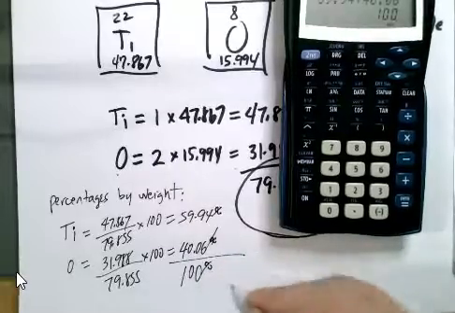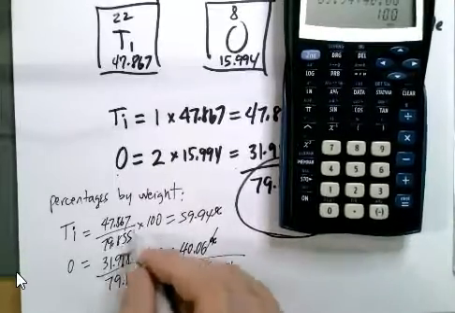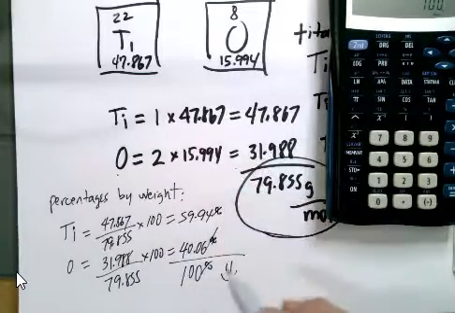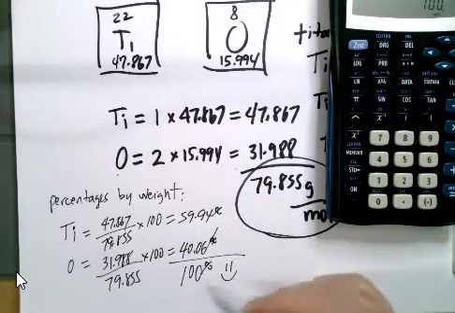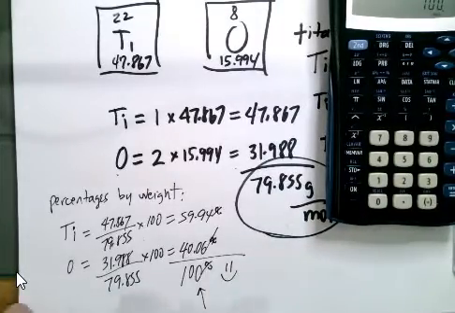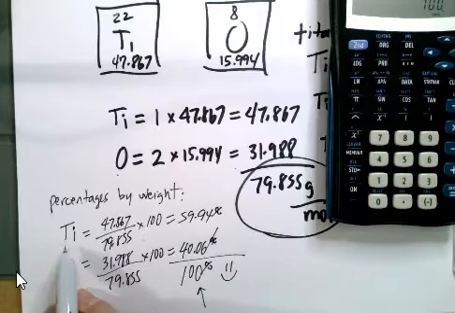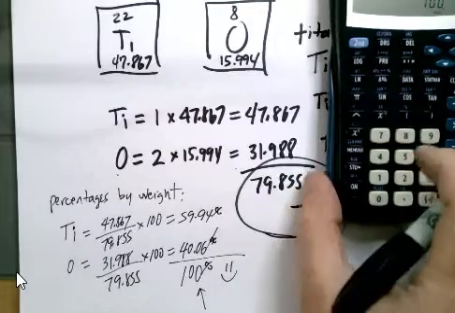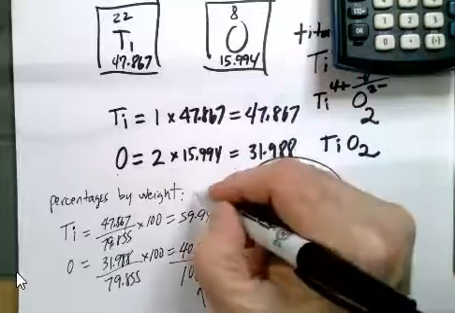I think some advanced chemist would have rounded these off before we got to this point and accepted it even if it wasn't exactly, but for us this is exactly correct. These are the percentages by weight of titanium and oxygen in titanium dioxide.